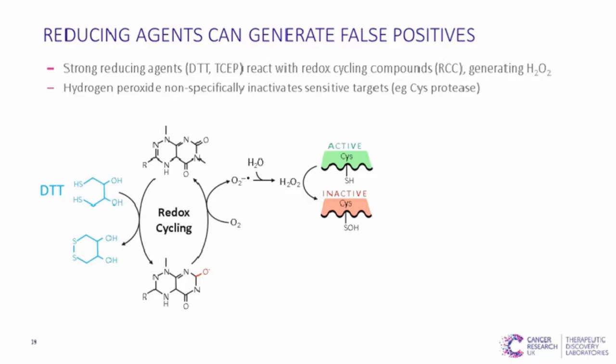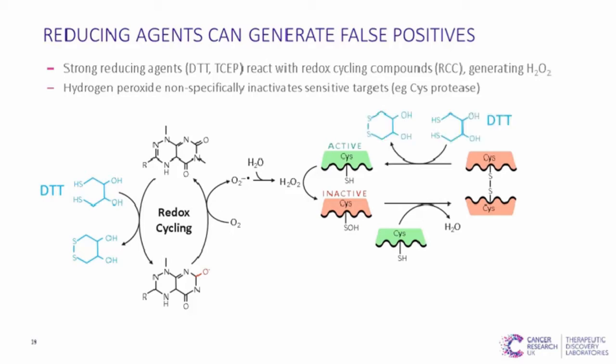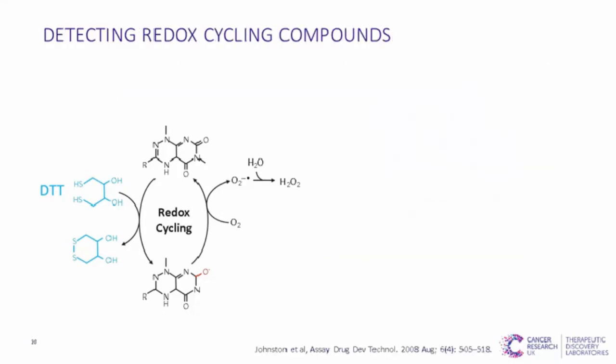At this point, a number of reactions can occur. An oxidized cysteine can react with another thiol from another cysteine to form a disulfide bridge, which can potentially be reduced by the reducing agent. Alternatively, a number of further rounds of oxidation can occur. And because this really complicates the assay system, it's really important to be able to detect these compounds early on.